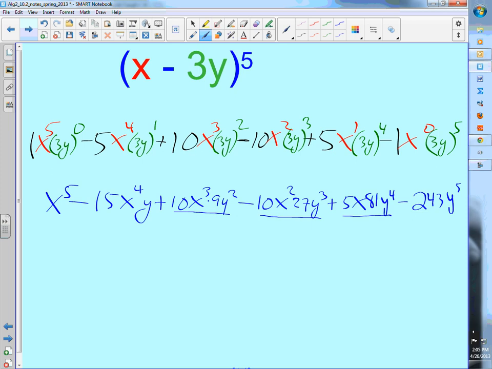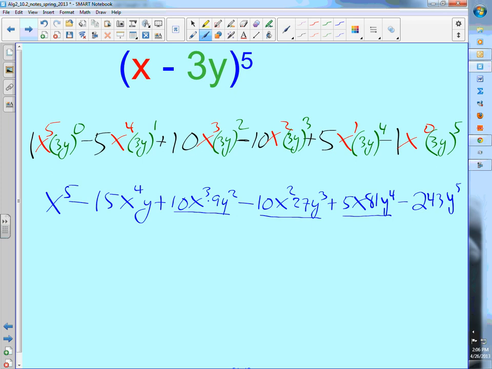Is everybody with me to here? Nick? Yeah. 5 x to the 1st, 3 to the 4th is 81, y to the 4th. And this is 27y to the 3rd and 9y to the 2nd.